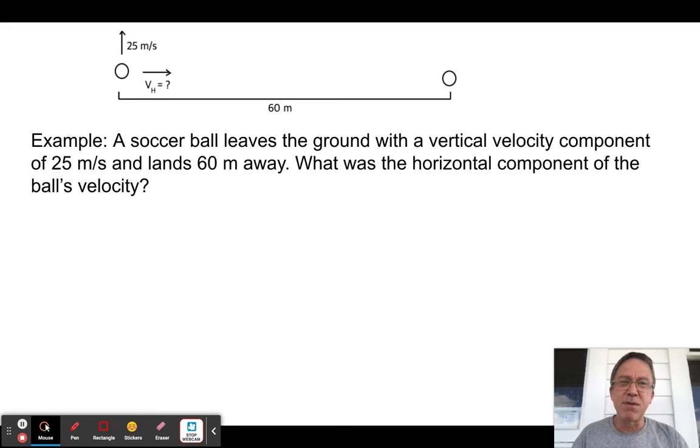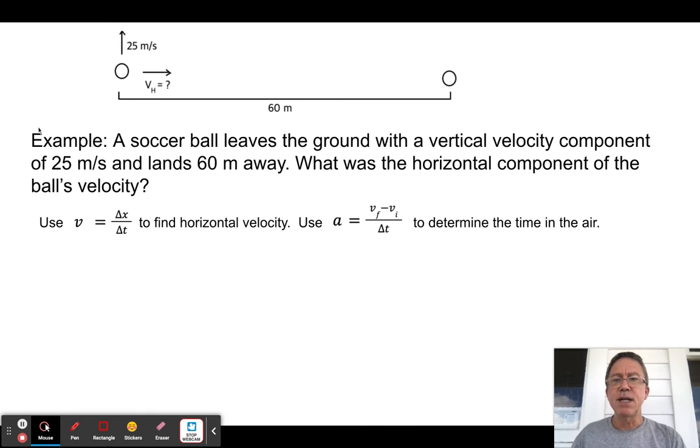A soccer ball leaves the ground with a vertical component of velocity of 25 meters per second, and it lands 60 meters away. What was the horizontal component of the ball's velocity? Well, here's a trick. I know that this ball is going up at 25 meters per second, and I wonder how long it's in the air. Here's a good way to do it: if I want to know how far it goes this way, velocity equals delta x over t, so v times t is going to give me delta x.